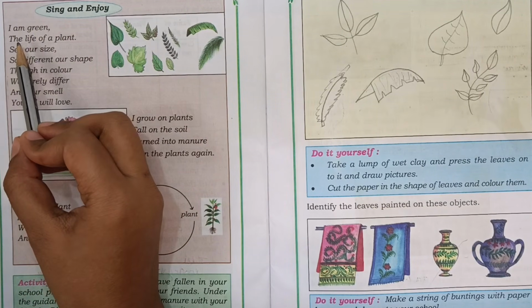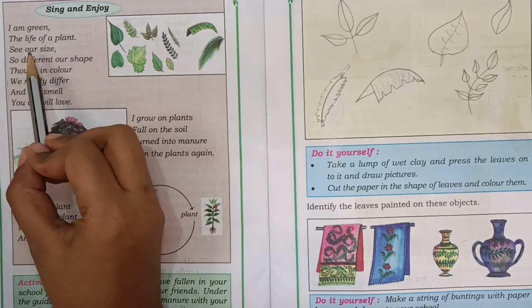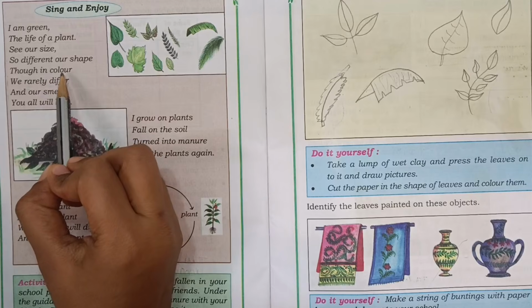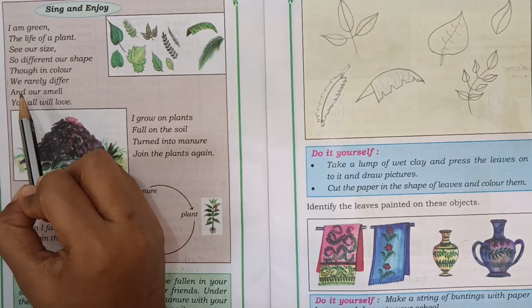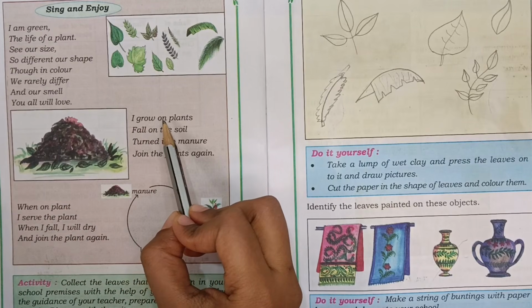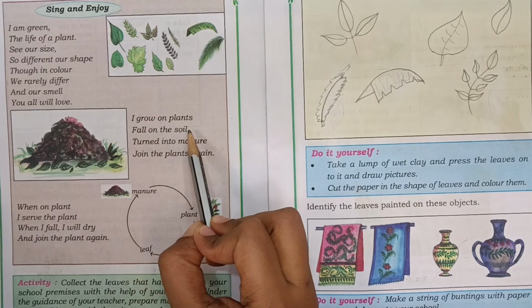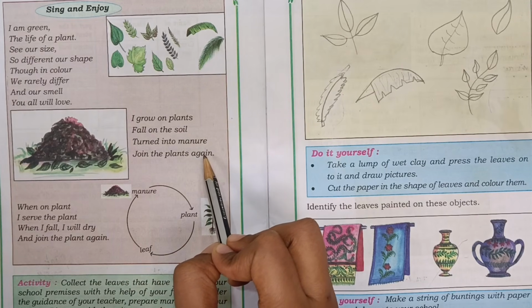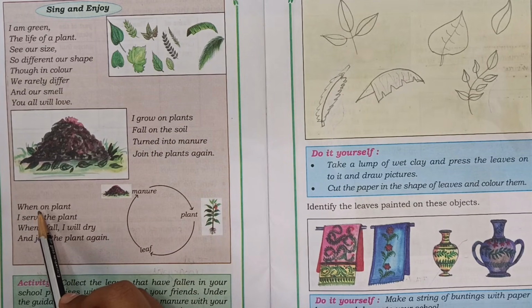I am a green, the life of a plant. See our size, so different our shape. Though in color we rarely differ, and our smell you all will love. I grow on plants, fall on the soil, turned into manure, join the plants again. When on plant, I sow the plant. When I fall, I will dry and join the plant again.